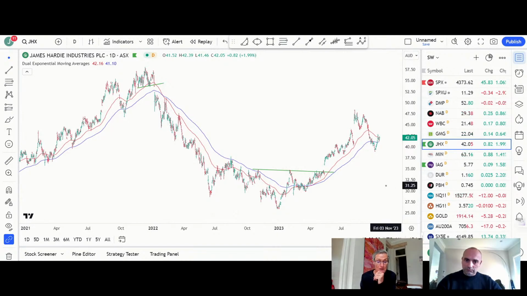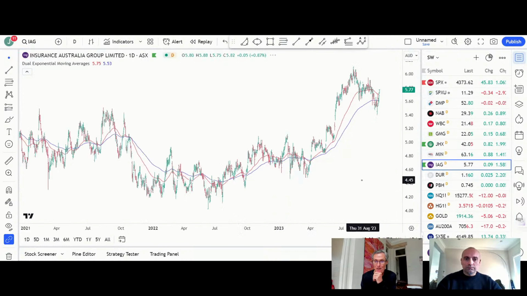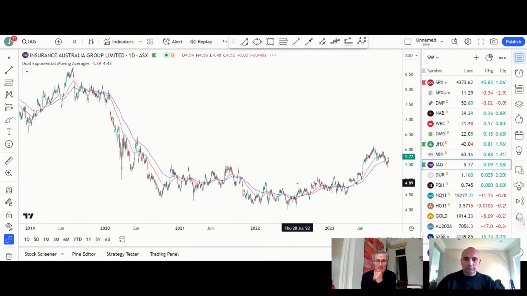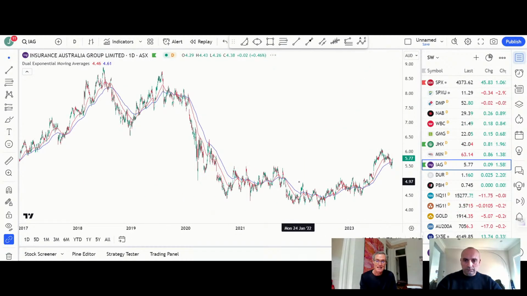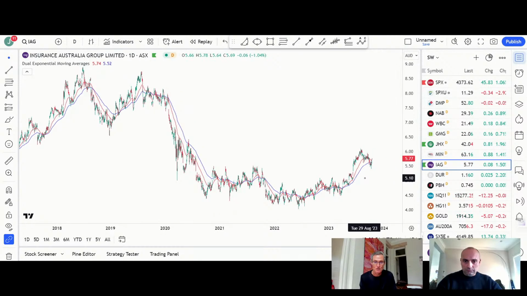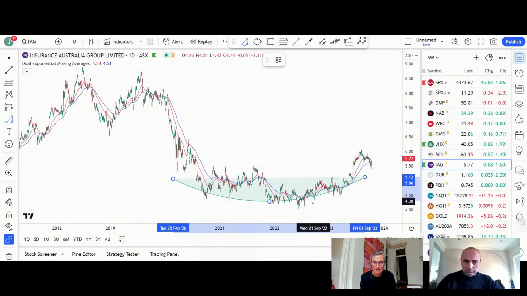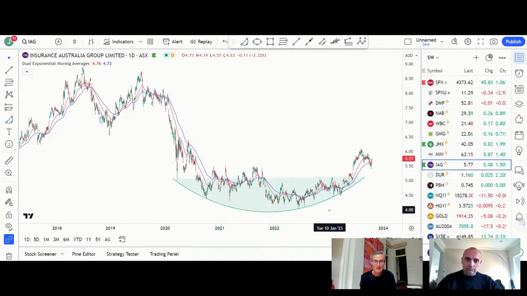Just quickly, let's move along and have a look at a rounding base. That's another type of pattern. What's a good example for that? So this is a good example in IAG of a rounding base. I'm just going to compress that. This is typical of the sort of price action in which markets bottom. So I'm going to use this arc, and it becomes clear as you put the pattern on.